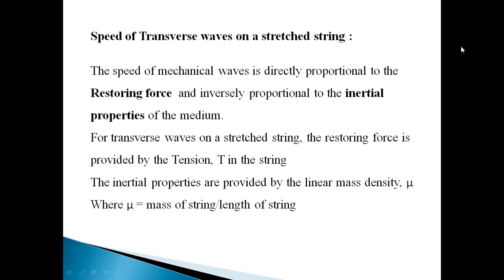They are transverse waves. Now there are two factors when you calculate the speed of mechanical waves. Speed is directly proportional to restoring force, and speed is inversely proportional to inertial properties of the medium. So when you consider a string as an example, the restoring force is provided by the tension in the string. So tension is denoted by capital T. And inertial properties are provided by the linear mass density which is denoted by mu.